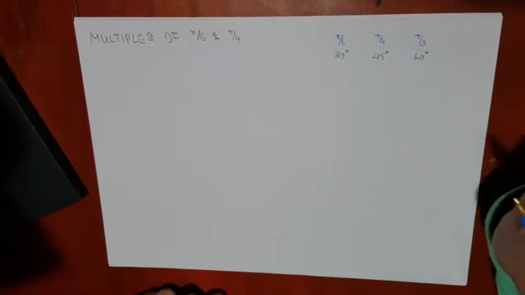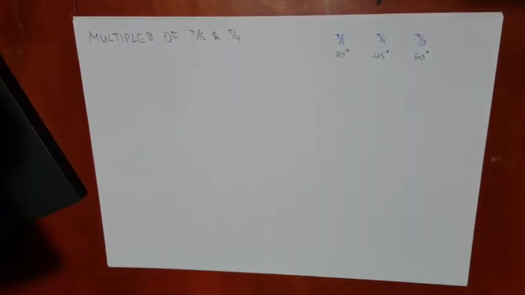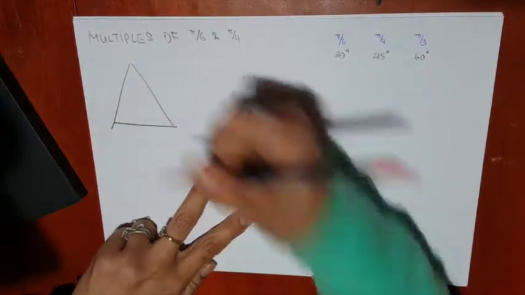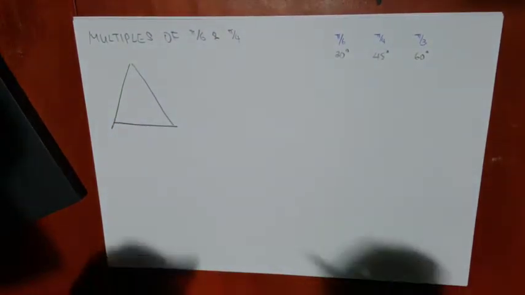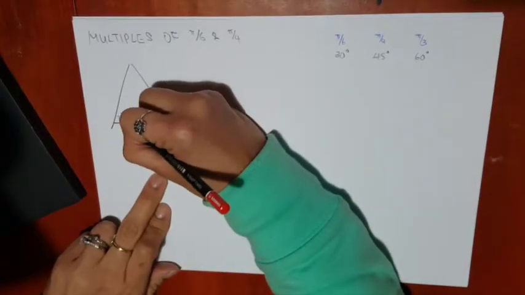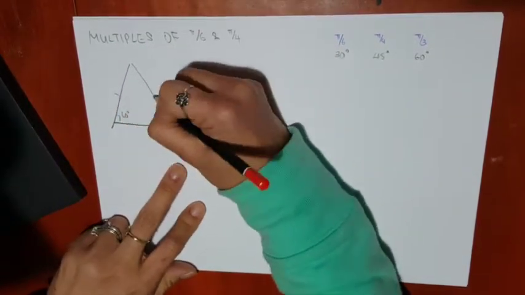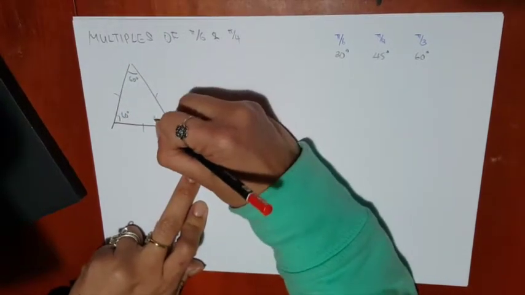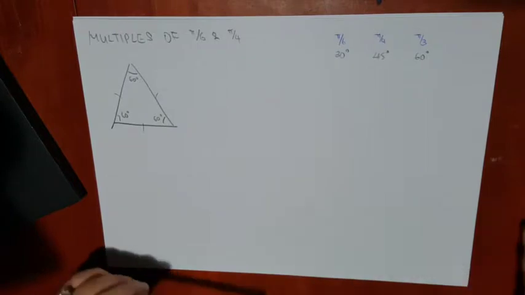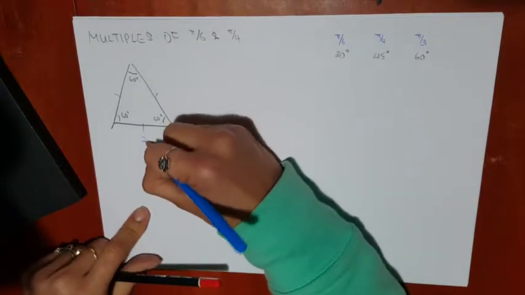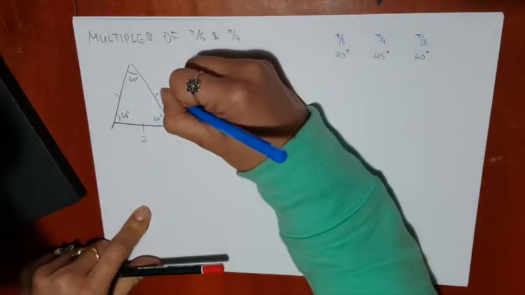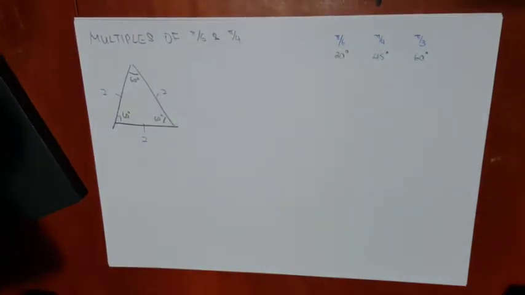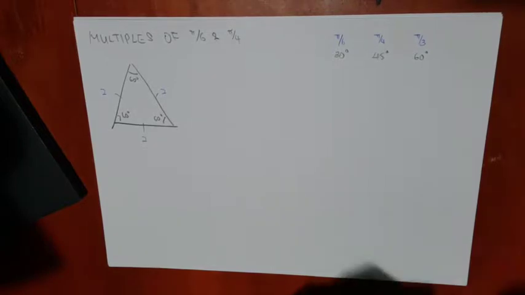So let's say we have an equilateral triangle. An equilateral triangle looks like that. And let's say this is 60. It's definitely 60, right? Because it's the same on all sides. So this will be 60 and this side will be 60 as well. So if this is 2 centimeters in length, this will also be 2 centimeters, and this will also be 2 centimeters. So this is quite straightforward.